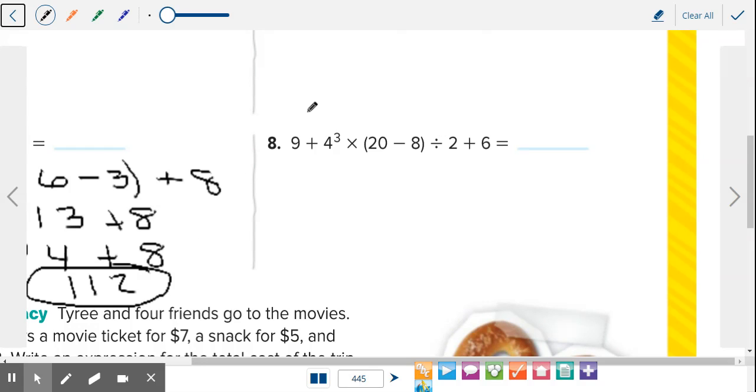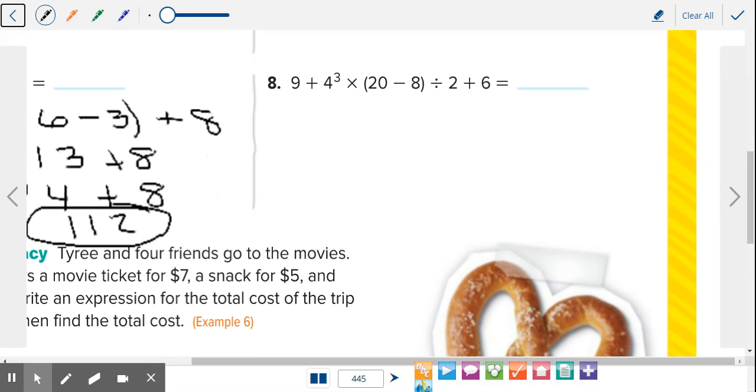Okay, number 8. We have 9 plus 4 cubed times the parentheses of 20 minus 8 divided by 2 plus 6. Okay, it's not hard. Don't overcomplicate this. So we just start with order of operations. Do we have parentheses? Yes. Okay, so everything else that's not in parentheses, I just copy down. So 9 plus 4 cubed times, now what's 20 minus 8? 12 divided by 2 plus 6.